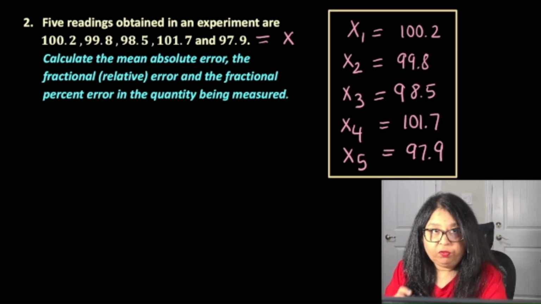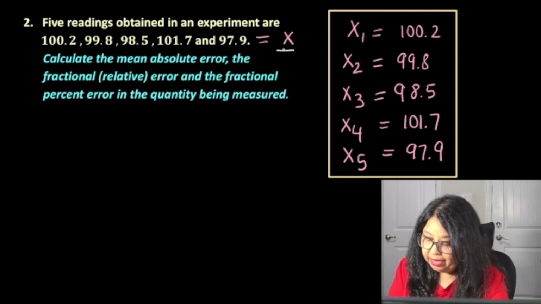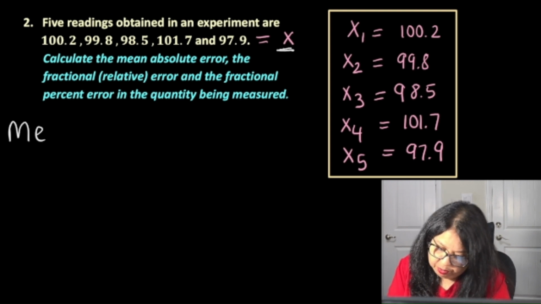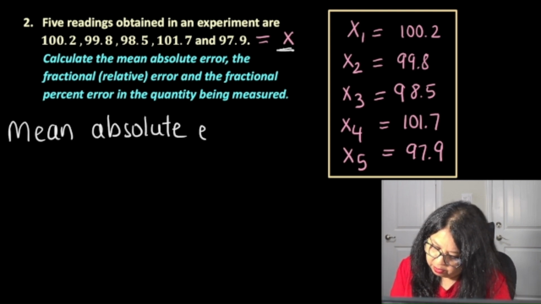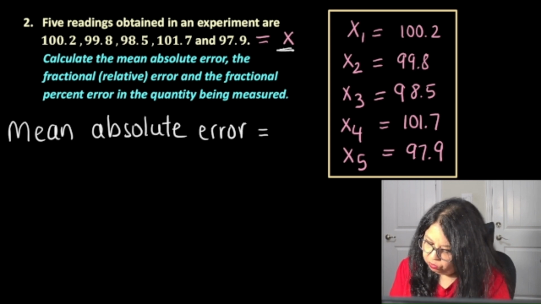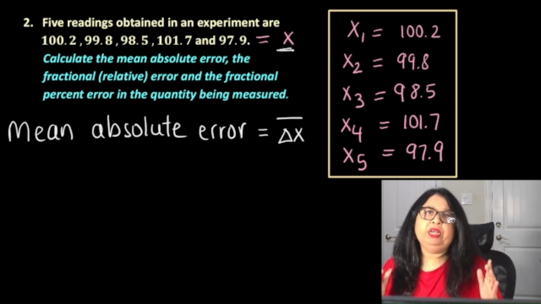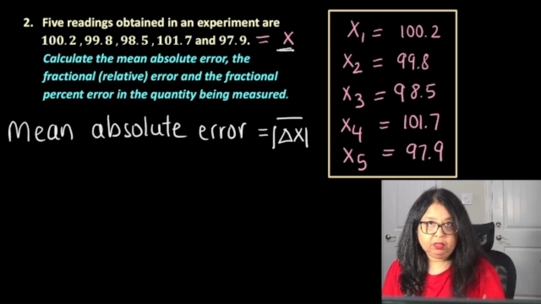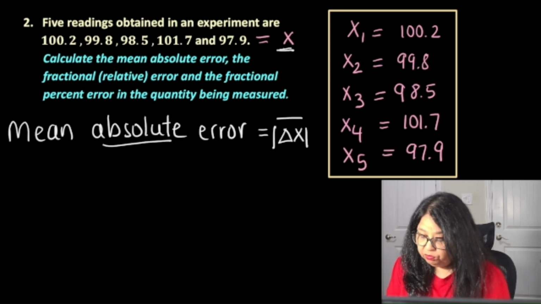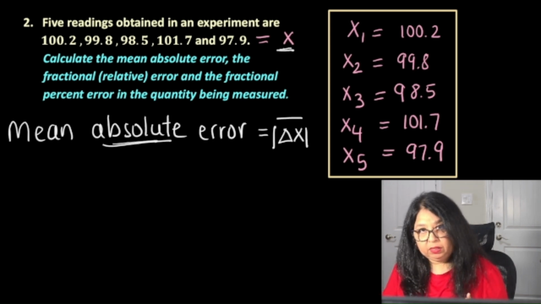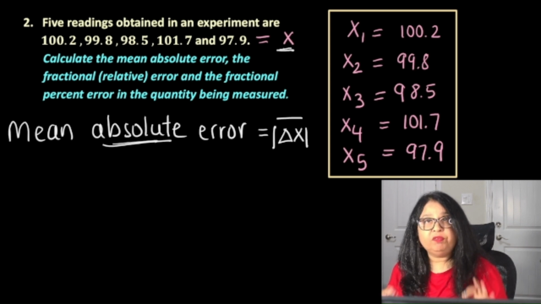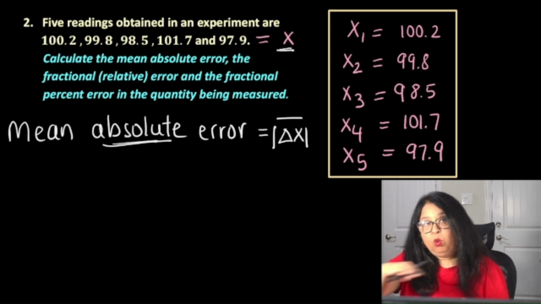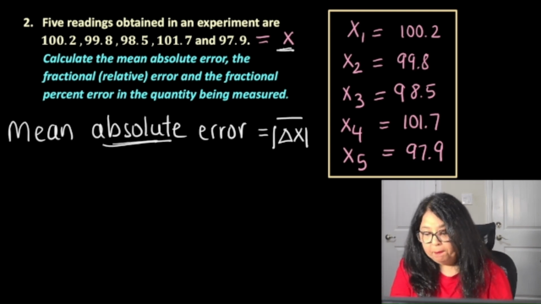What are we asked to solve for first? Mean absolute error in x. So mean absolute error in what quantity? In x. If you want to be very precise, you should write these bars around delta x as well. That implies that it is absolute value. That's what the 2 bars mean. It means the modulus, the absolute value. And the bar over delta x means mean.